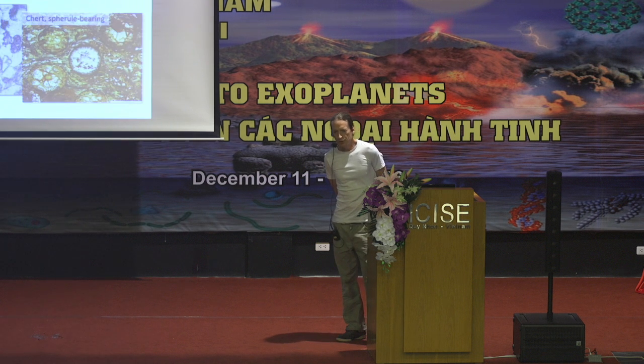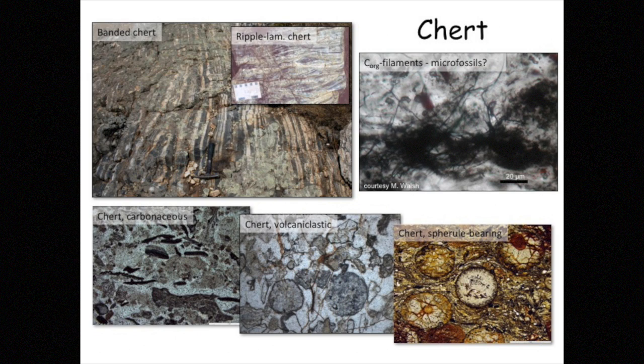Now, these cherts are probably the best record for surface processes in the Paleoarchaean. These cherts come in different varieties. A very common variety is a banded rock, banded black and white chert, which contains quite a bit of organic matter that forms the black coloration. These are relatively deep water deposits.